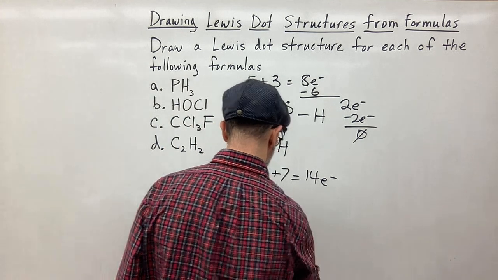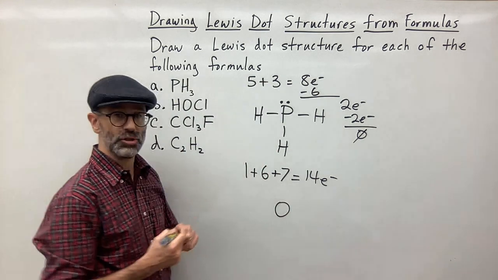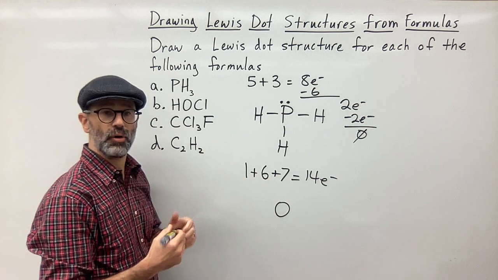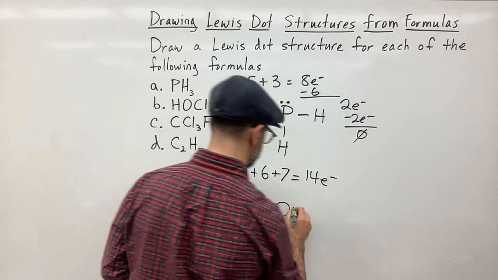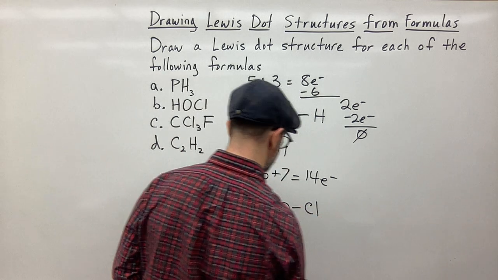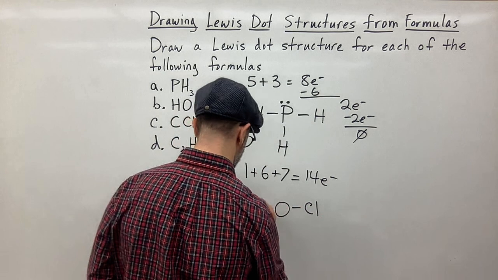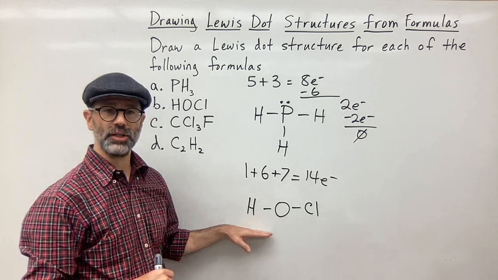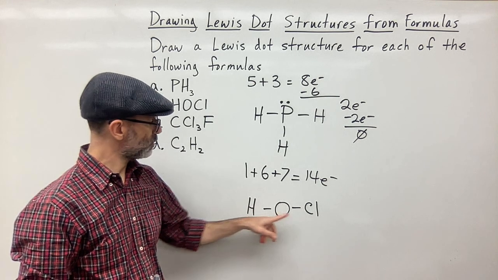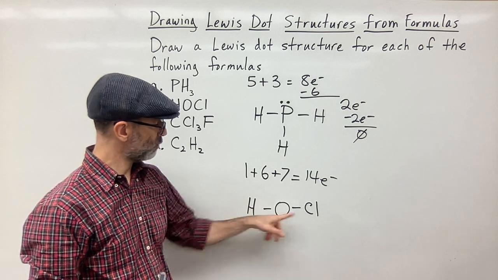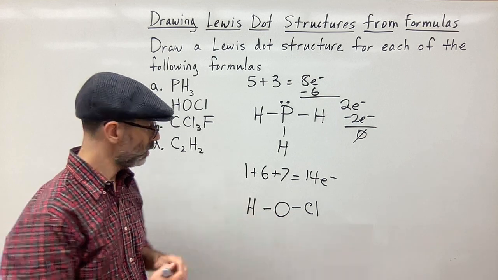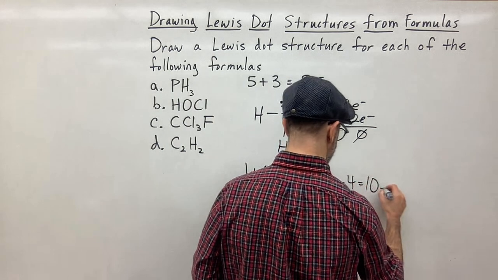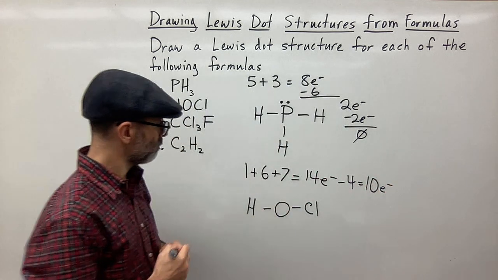And so here I have oxygen in the middle. So step 2, I'm going to connect the other 2 atoms by single bond. So I have my Cl and my hydrogen. And so now I have the skeletal structure. That's step 2. I have to subtract out the electrons I used for the bonds. So that's 4. So I'm going to subtract out 4. And that means I have 10 electrons left over.